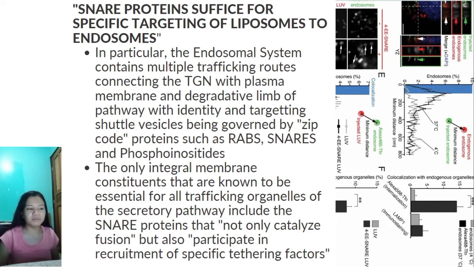Nasabi din nila na yung mga only integral membrane constituents that are known to be essential for all trafficking organelles of the secretory pathways, nag-include sila ng mga SNARE proteins, hindi lamang para ma-catalyze yung fusion, but also participate in the recruitment of the specific tethering factors.